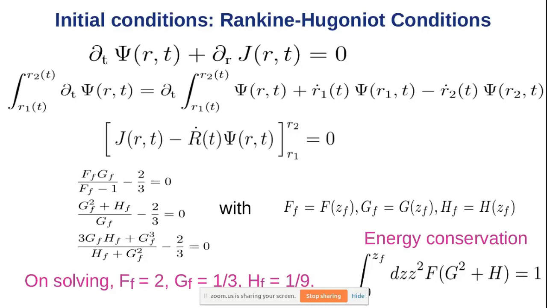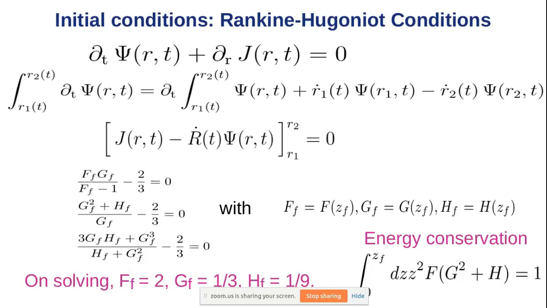So this ZF gives the position of the shock front. If I solve these three equations, I was able to successfully solve them. I got FF, GF and HF as the values at the position of the shock front. So we have the initial condition, the initial ODE, and the initial values of F, G, H, and now we just have to evolve.